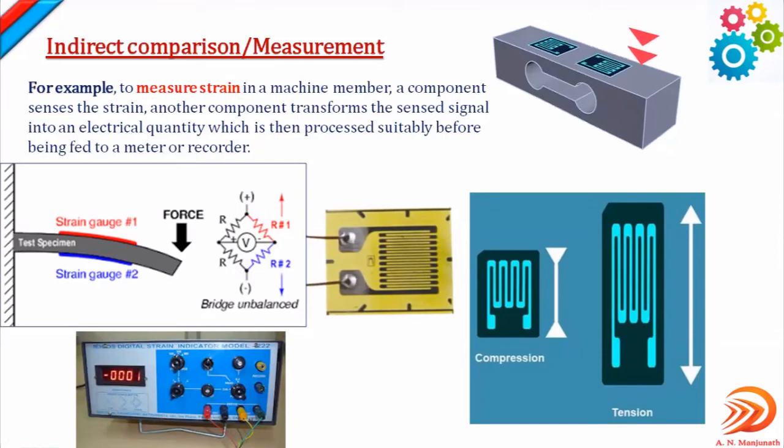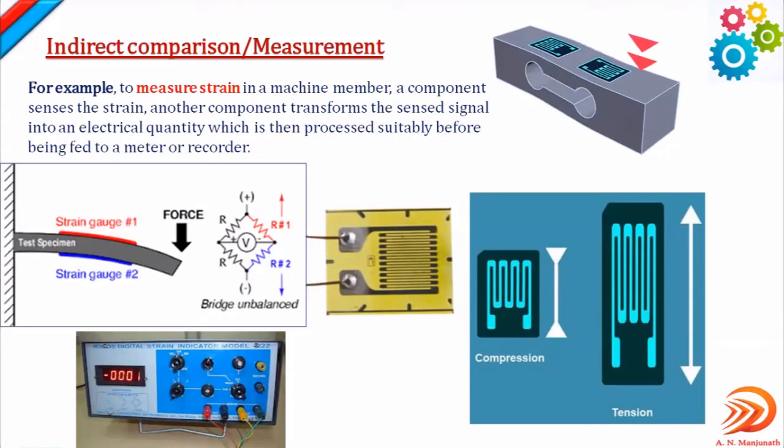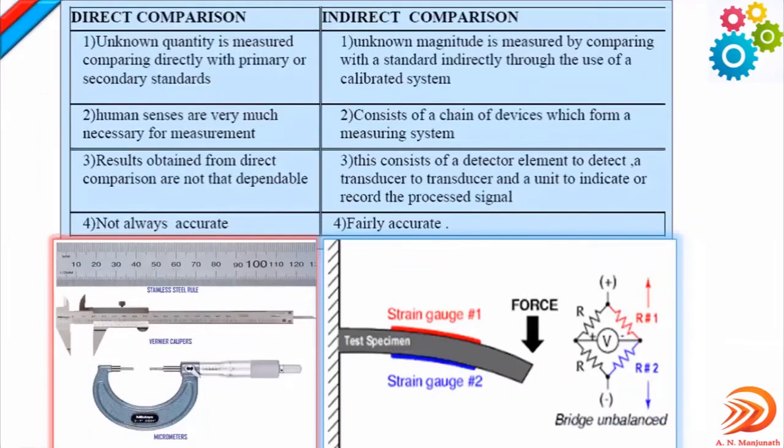So this will be there in the lab. We are going to perform this experiment, and you'll get to know about this strain gauge. The next slide is about the comparison between these two: direct comparison and indirect comparison, and the differences.